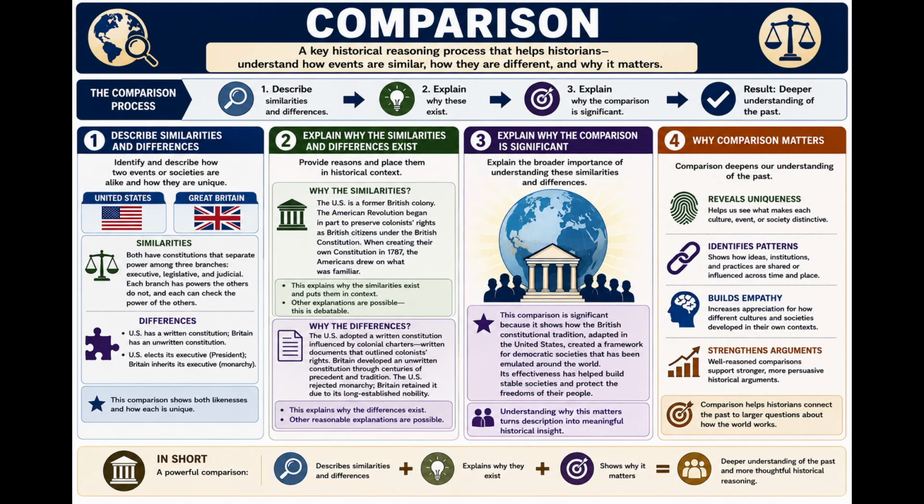So comparison is an important historical reasoning process since, again, it helps us determine what is unique, what isn't unique, and it also allows us to have a greater and growing appreciation for how different cultures have developed over time. However, this is only one of the 3 historical reasoning processes that historians use to identify those patterns. So the next one we're going to talk about is causation.